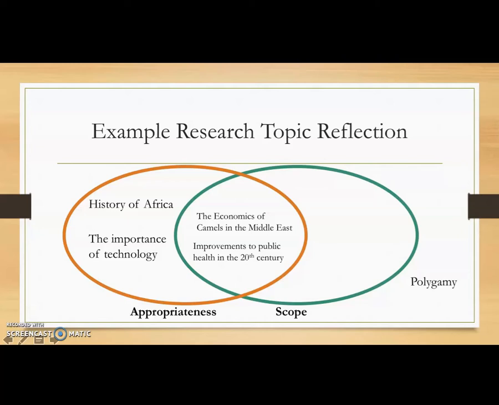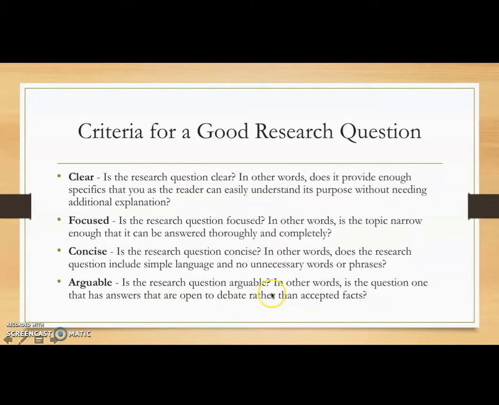Our two successful research topics are the economics of camels in the Middle East and improvements to public health in the 20th century. Both of these are firstly appropriate for an academic setting, and they also narrow topics down enough so that you have an idea of a few research questions that could come from them. Overall, your research topic should have a field, like economics or public health, and a scope of time or context, like a period of time or a region of the world.